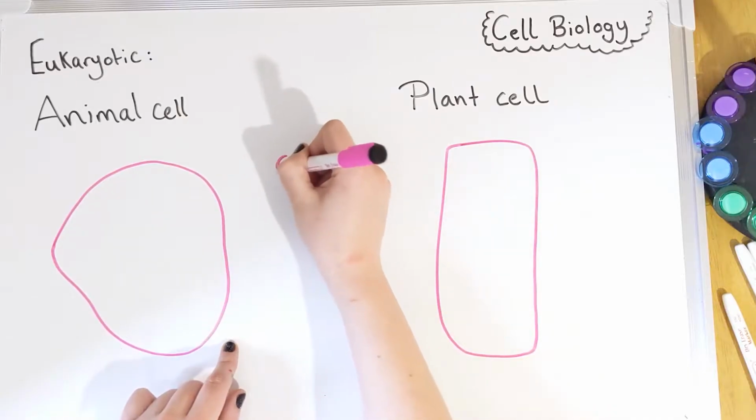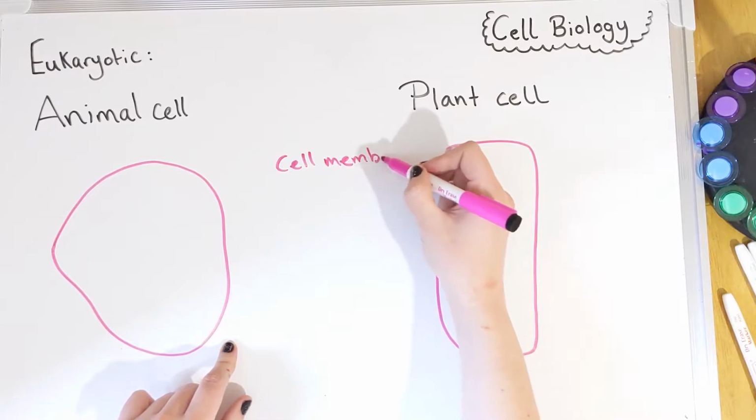Now this cell membrane, its job is to control what substances enter and leave the cell, a bit like a bouncer at a nightclub. It will only let you in if it likes the look of you, and it will only let things out when it feels, I don't know, it's time for them to go.